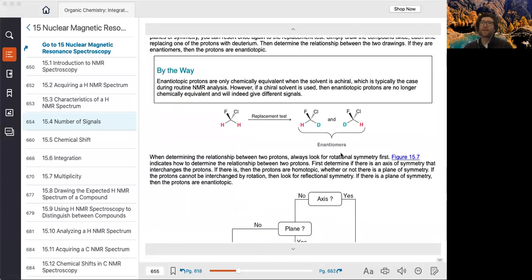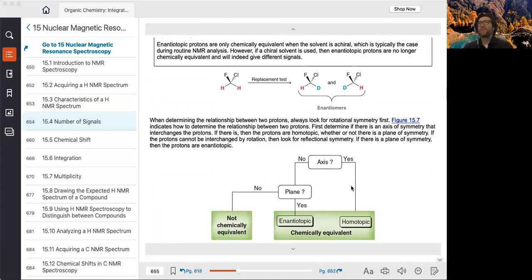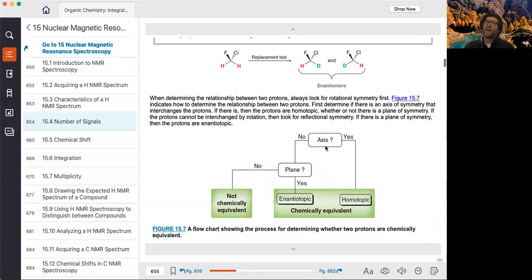The last thing that we're going to talk about is a topic called diastereotopic protons. And these arise because protons are not chemically equivalent. The figure 15.7 in your book really is a good one to explain the difference between homotopic, enantiotopic, and diastereotopic protons. Typically, chemically equivalent protons are enantiotopic and homotopic, but non-chemically equivalent protons are either diastereotopic or just not related.